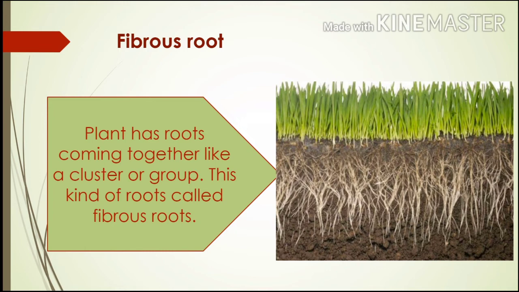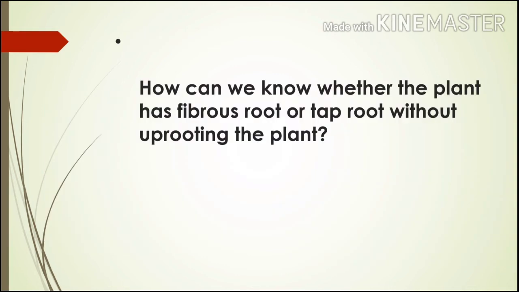Fibrous roots come together like a cluster or group, all are equal in size and spread equally. Fibrous roots do not go too deep. Some examples of fibrous root are maize, wheat, rice, and grasses. Now think and answer this question.